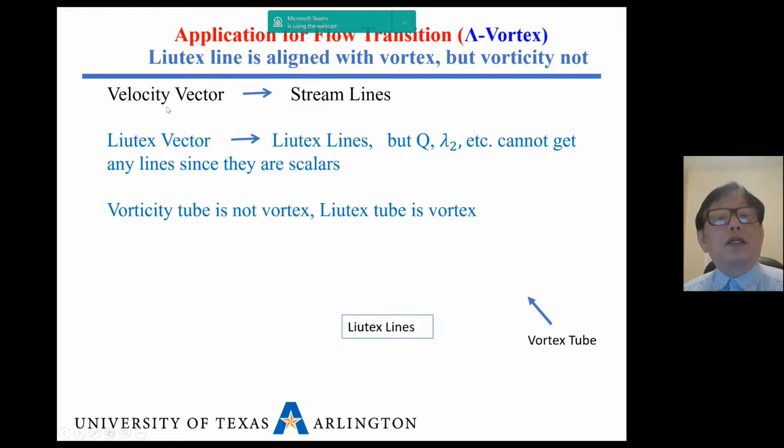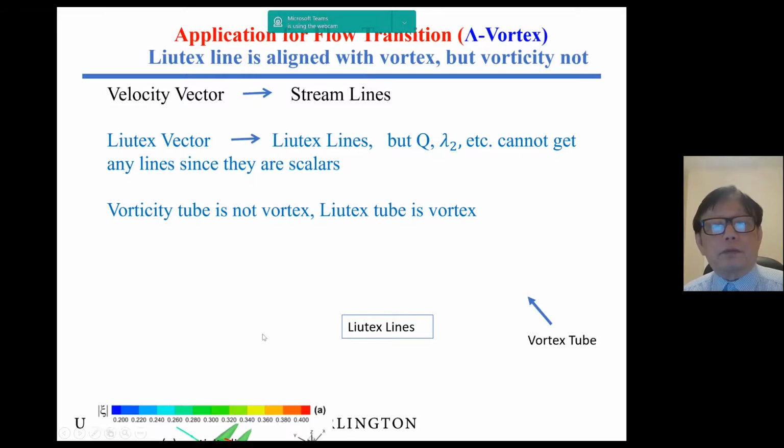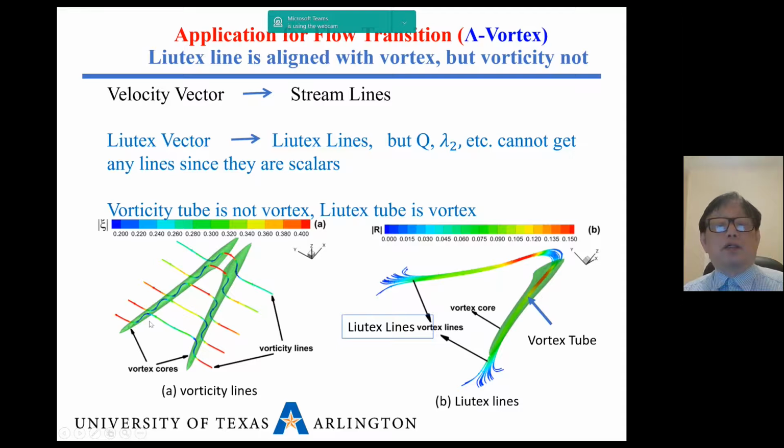We know that the velocity vector can show the streamline. Same thing, the Nutex vector can show the Nutex line. Lambda 2, Q, and the like cannot give any line since they are scalars. The vorticity tube is not vortex, but the Nutex tube is vortex. So we can see that the vorticity line is not vortex, but the Nutex line is.